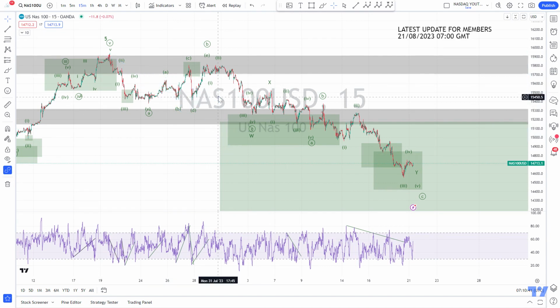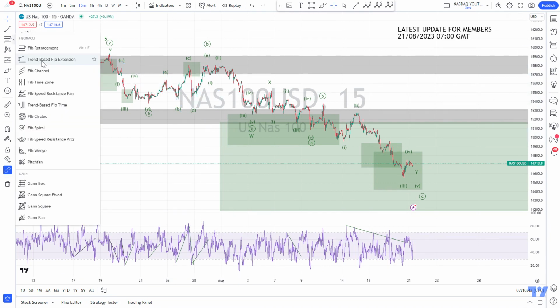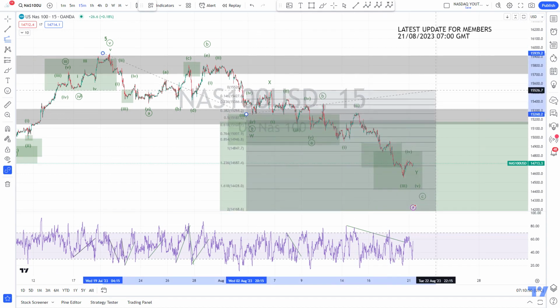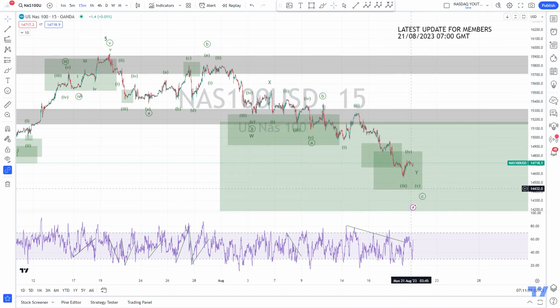I need the Fibonacci tool, of course. So we take the length of our wave w, we take our wave x, and then here the area between the 1 and the 1.618 FIB extension is the area from where we should get reaction. We already had a reaction from this level. However, we failed. So now I'm looking here at, let's say, the lower boundary of this area.